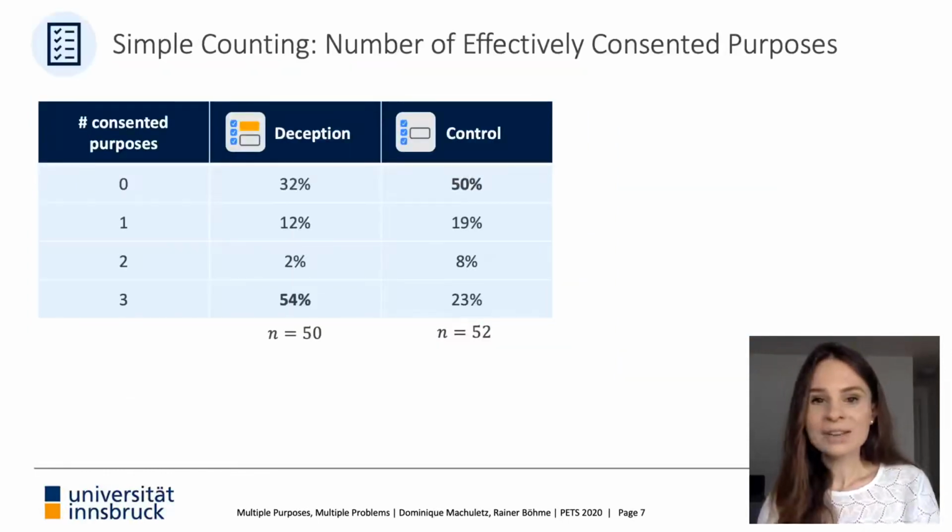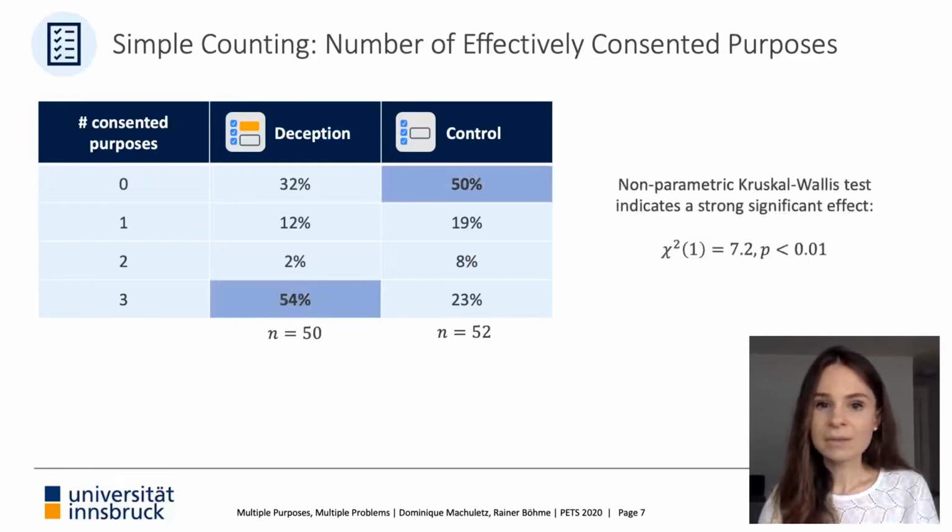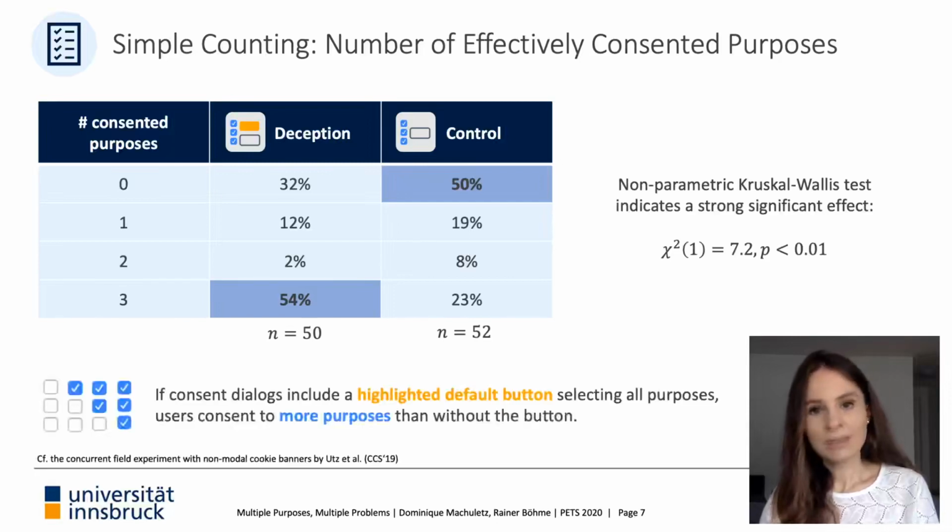First, we simply counted the number of consented purposes and assigned a score ranging from 0 to 3 based on the number of selected checkboxes. We then compared the deception group with the control group. We find that the effect of the deceptive default button is significant in terms of the number of choices. Participants in the treatment group were also significantly more likely to consent to all 3 instead of 2 or less purposes than the control group. Thus, we can derive that if consent dialogues include a highlighted default button, users effectively consent to more purposes than without the button. The question we answer next is how people feel about this.